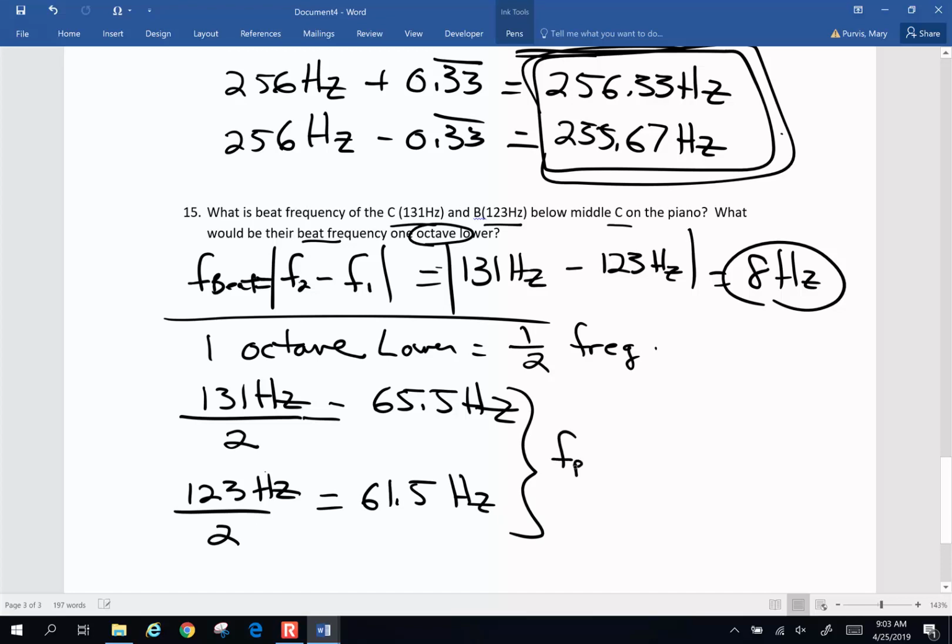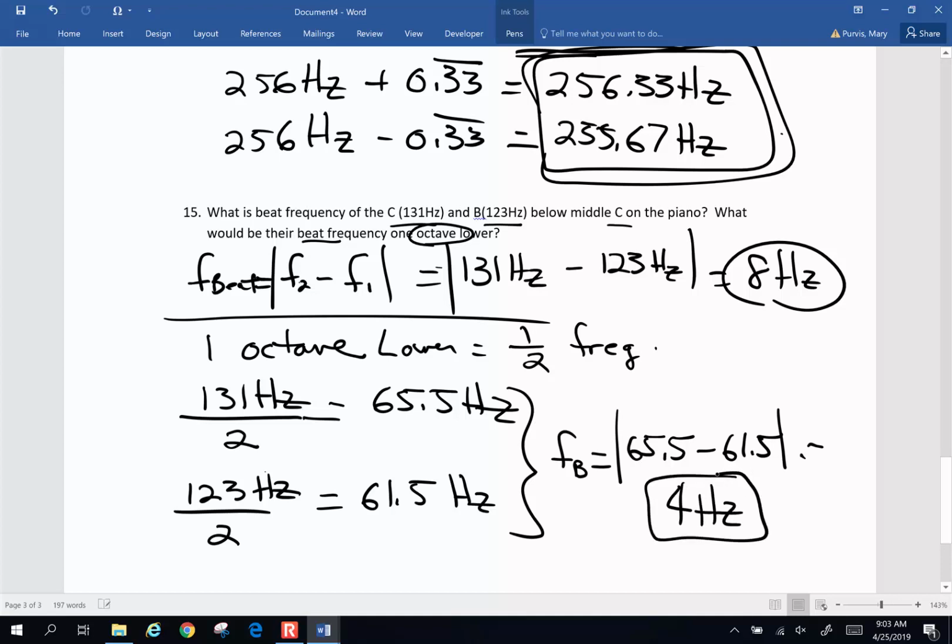And what's going to be the beat frequency of those two? The frequency of the beats is going to be the absolute value of 65.5 minus 61.5, and that's going to end up being 4 hertz. And that will finish off that.